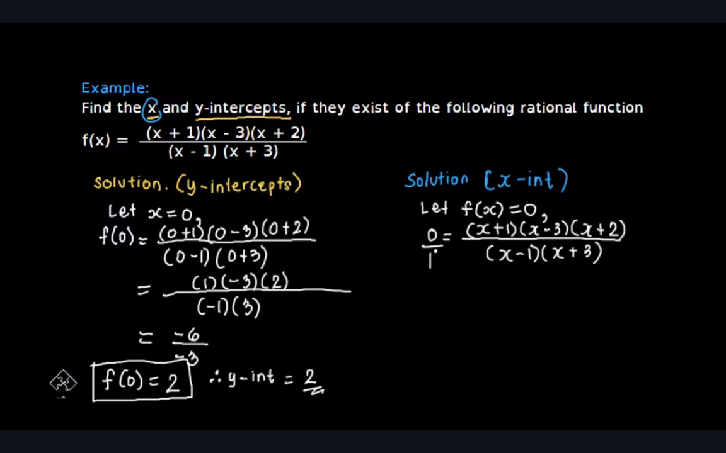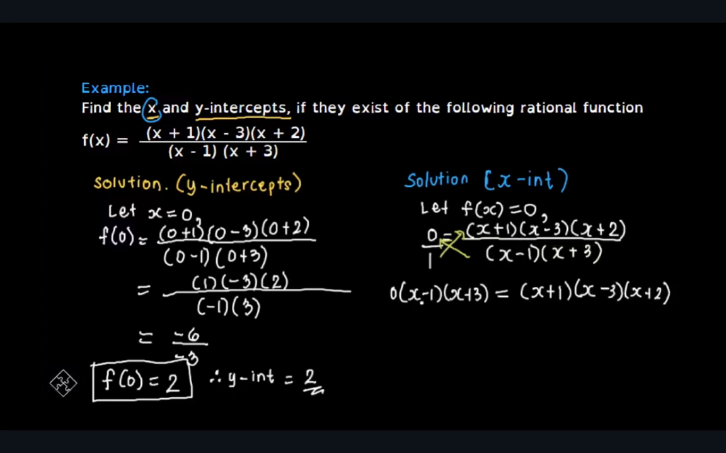Then here, we can cross-multiply this polynomial to the 0, and this 1 to the numerator of the other polynomial. So, we have 0 times x minus 1 times x plus 3. Okay? Then here, the 1 multiplied by the other; the same thing will come out. So, x plus 1 times x minus 3 times x plus 2.